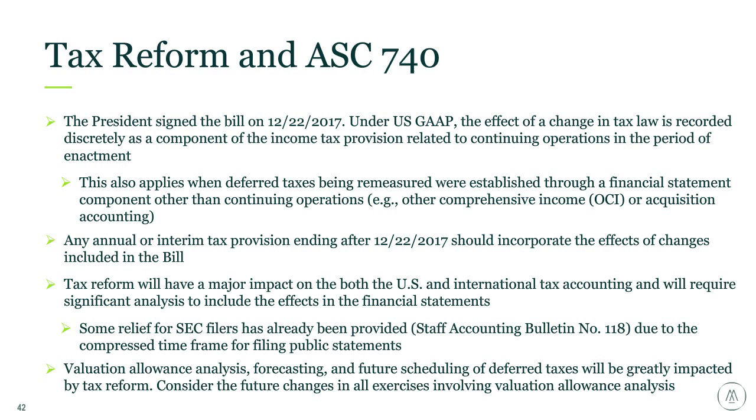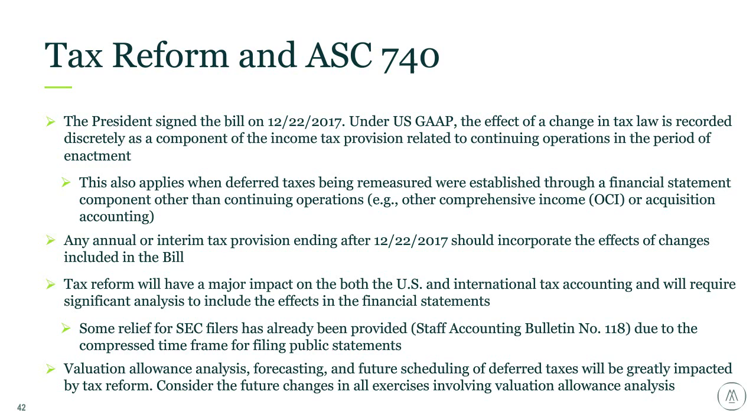And significantly, this applies to deferred taxes when they're being remeasured. And so companies are going to have to go through and do that. An important note here is that even if the tax effects for things like unrealized gains have been included in other comprehensive income, meaning as part of equity, the change here and the decrease is required to be shown on the P&L through tax expense. This issue could be significant for some companies, and the FASB is actually looking at that and discussing it next week to see if there's guidance that they'll provide. The tax reform is going to have a major impact, and Roy touched on the international accounting, and it's going to require significant analysis in order to include that in the financial statements.